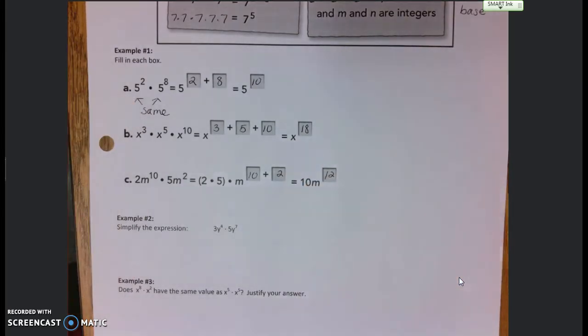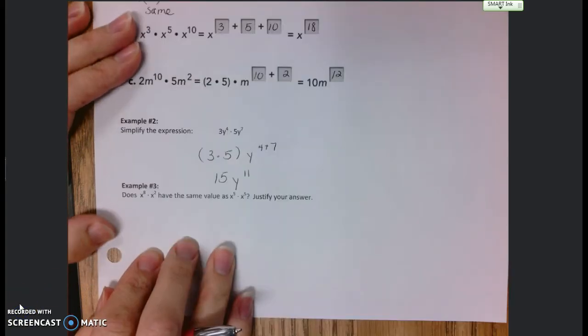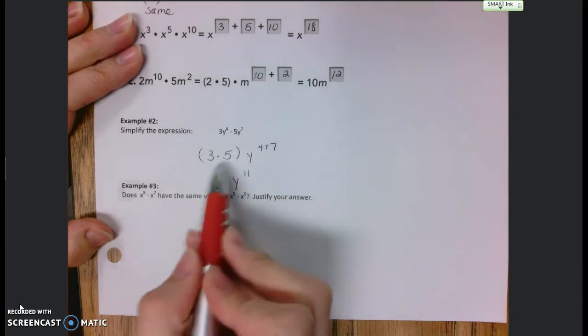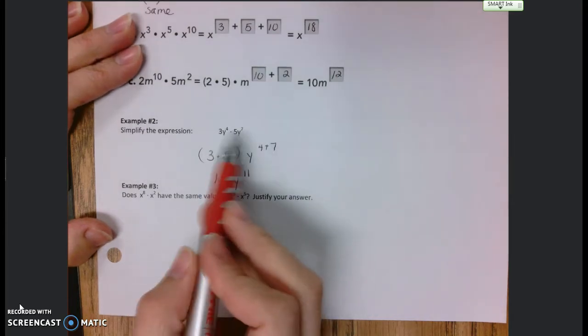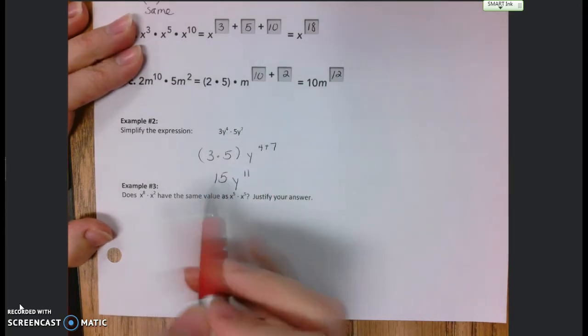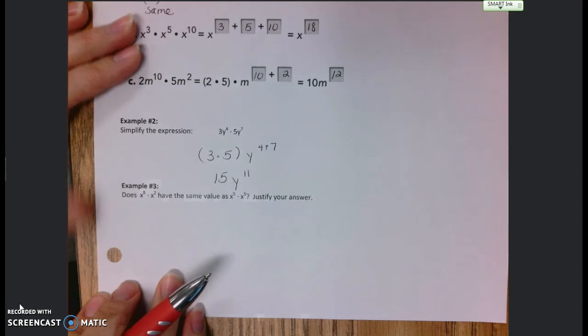So I'm going to ask that you go on and try number 2. Okay, so here we are. I have taken my coefficients of 3 times 5 and my exponents of 4 plus 7 and simplified that down to 15y to the 11th power.